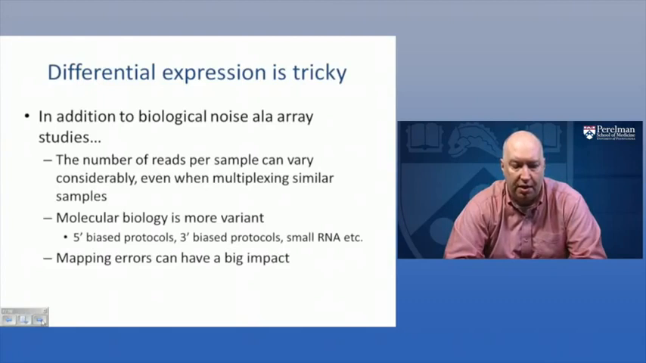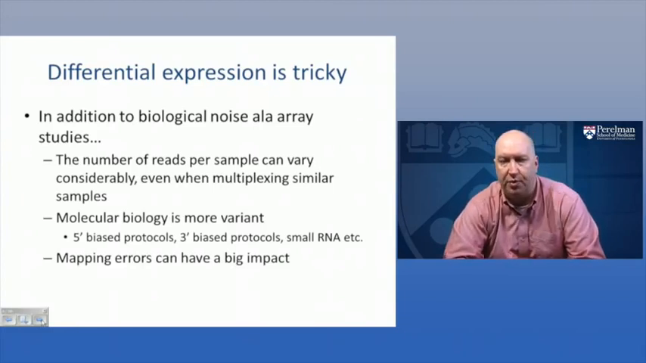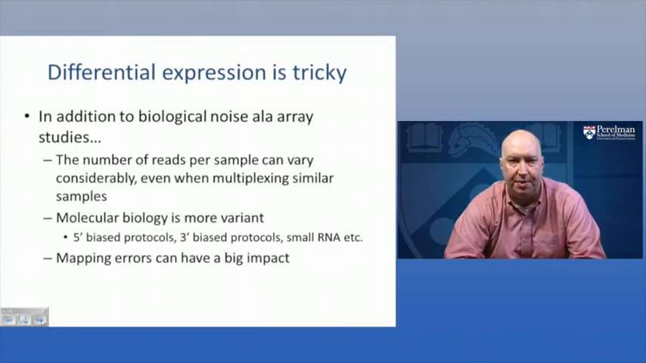Because of the emitting, the intensity values are tricky. Determining differential gene expression is likewise tricky because it depends on that step. So in addition to biological noise, a la the array studies we talked about in the last lecture, the number of reads per sample can vary considerably, even when doing similar samples in a multiplexing environment. So even though you think you've done everything exactly equivalently, you could still have one sample sequenced at 30 million read depth and another at 75 million read depth, and that can complicate differential expression.